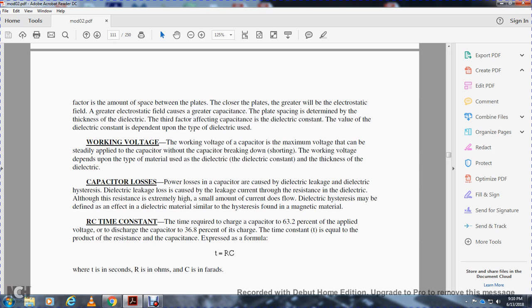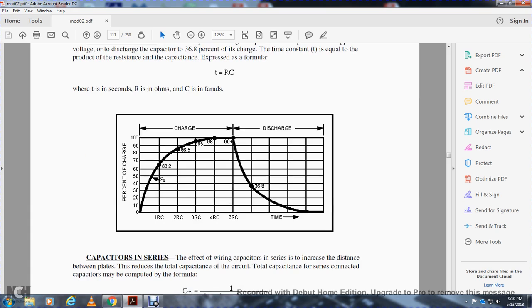Alright, RC time constant. The time required to charge the capacitor to 63.2% of the applied voltage, or to discharge it to 36.8% of the charge. The time constant is equal to the product of the resistance and the capacitance, expressed in time in seconds, ohms, and farads. Show the percent of charge in the 5 time constant intervals of the RC charge and discharge of a capacitor.